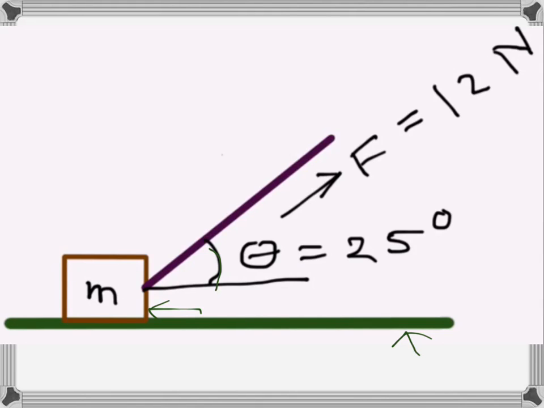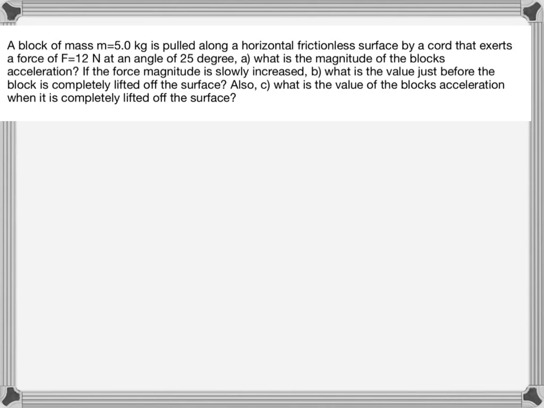So this is the information that we are given, and the first part is: what is the magnitude of the block's acceleration, at what magnitude will it accelerate? The force is F, but it is the horizontal component of the force that will act in the pulling, so that is F cos theta. That will be equal to ma, where a is the acceleration. That is the force that is doing the pulling, and since it is frictionless, there is no friction force.